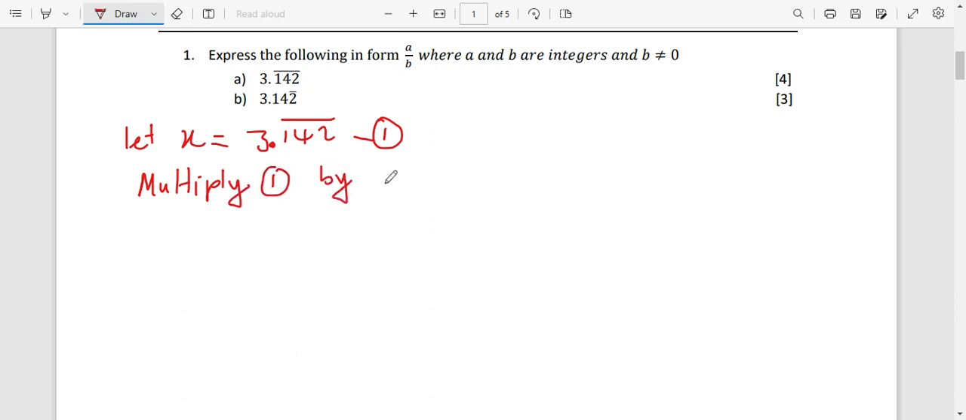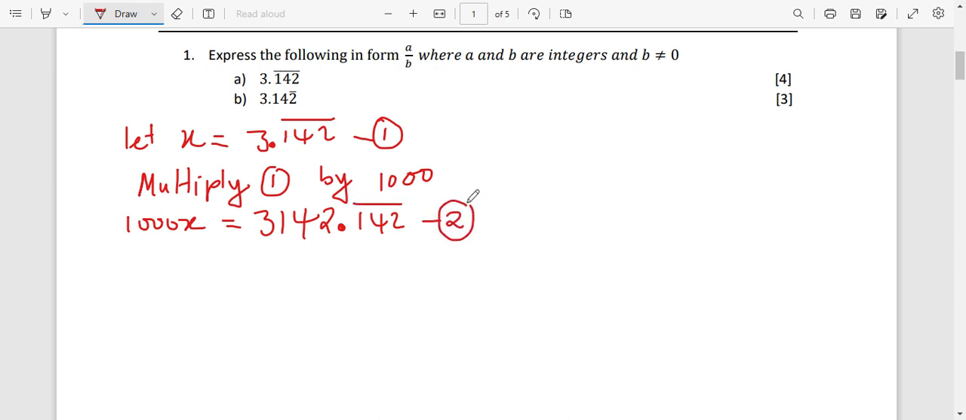Very, very good. So multiply by 1000. So if I say equation, I mean x is equal to. So multiply x by 1000, that is going to be 1000x. And then multiply the 3.142 also by 1000. So it is going to be 3142, and the decimal point will come here. Now, just to maintain the digits after the decimal, I'm going to write them also, 142. Since we know that they are repeating, I'm also going to put a bar on top. This is going to be the second equation.